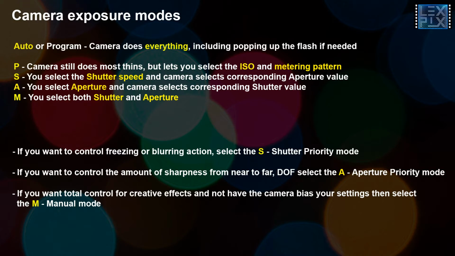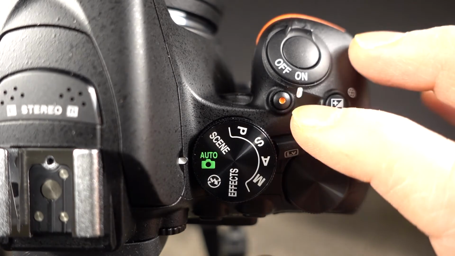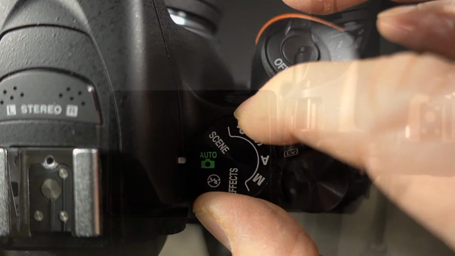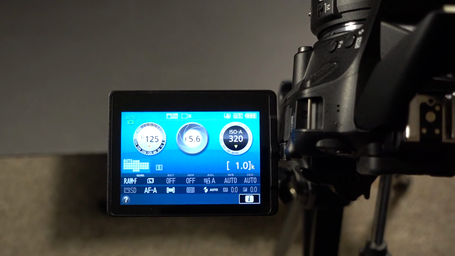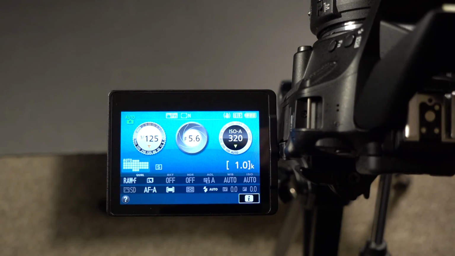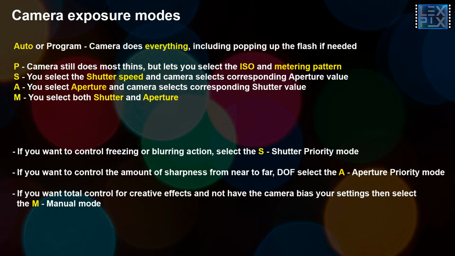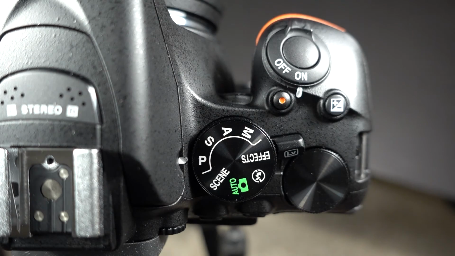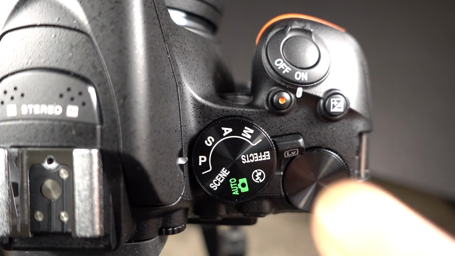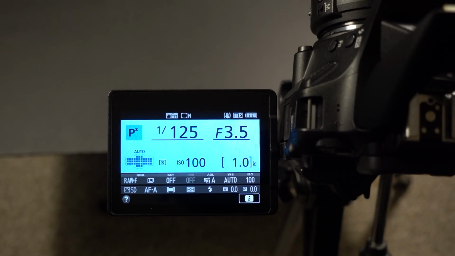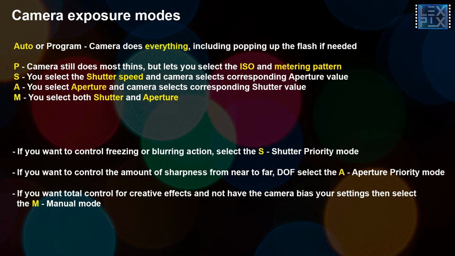Various camera exposure modes, so auto or program. Some cameras call it auto, some call it program. It's usually indicated by a green marking on the dial. The camera does everything, including popping up the flash if needed. The P mode, the next one, is where the camera still does most of the work, but it lets you select the ISO and metering pattern. So it does most things. I forgot a G there, sorry.